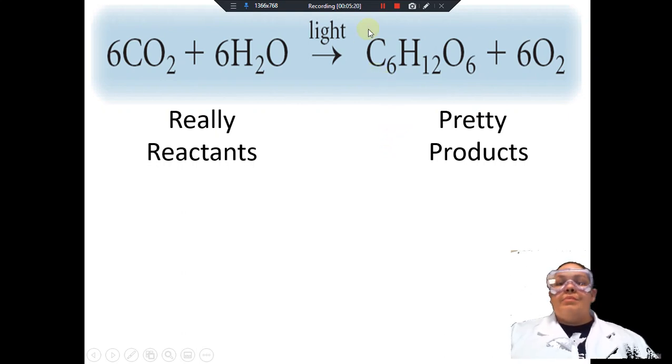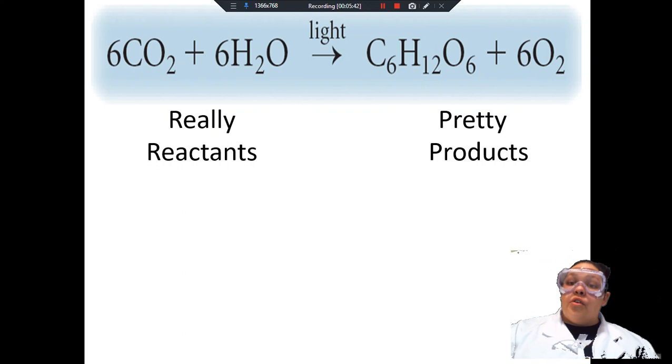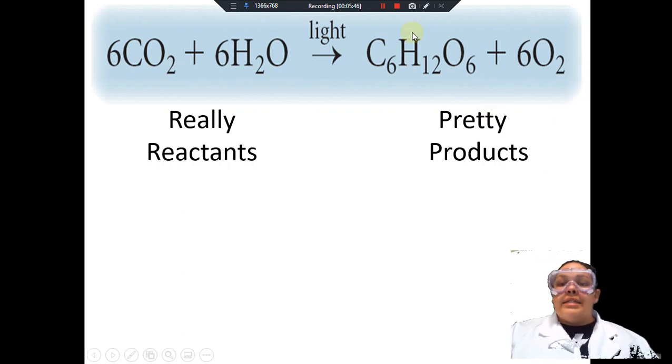Now let's say I said, what about glucose? Glucose is this molecule right here. I would say, it's on the right side, so really, pretty. Pretty is on the right side. P is for products. Now let's say I said, what about oxygen? Is oxygen a reactant or is it a product of photosynthesis? Well, I would look at my equation. It's on the right side, so I have really, pretty. It's on the side of the pretty.